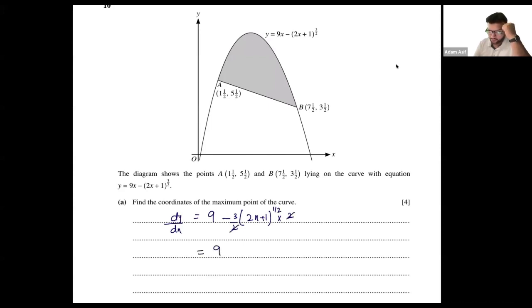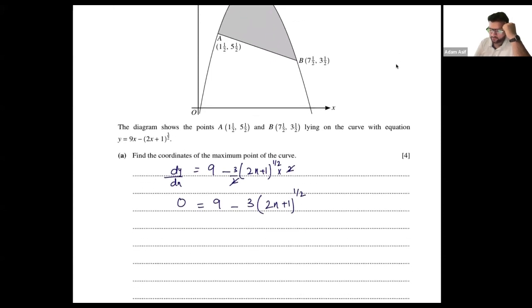So this comes out to be 9 minus 3 times (2x plus 1) to the power of half. You're going to set it equal to 0 and solve for the value of x. 3 times (2x plus 1) to the power of half equals 9. (2x plus 1) to the power of half equals 3. You square both sides. 2x plus 1 would be equal to 9. x would be equal to 8 upon 2, which is 4.